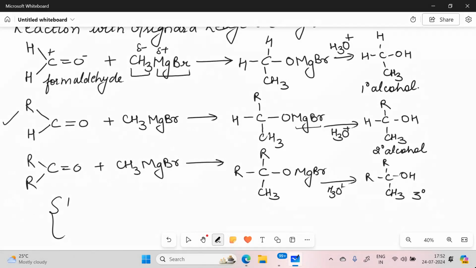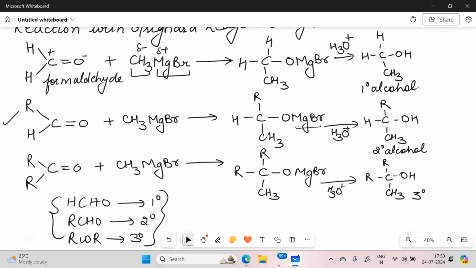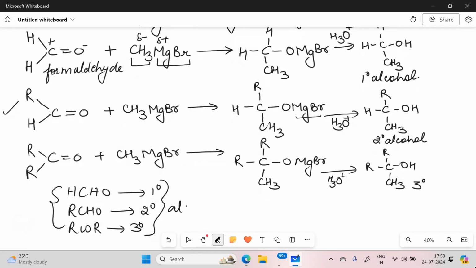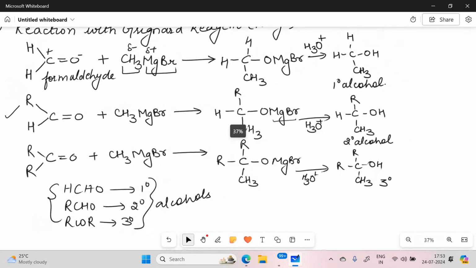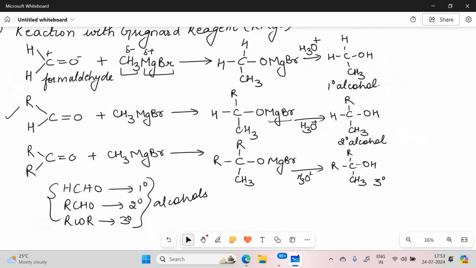And this point is important. Formaldehyde always gives you primary alcohol. If you have any other aldehyde except formaldehyde, it gives you secondary. And if you have ketones, it gives you tertiary alcohol upon reaction with Grignard reagent. Ketones always give you tertiary alcohol upon reaction with Grignard reagent.